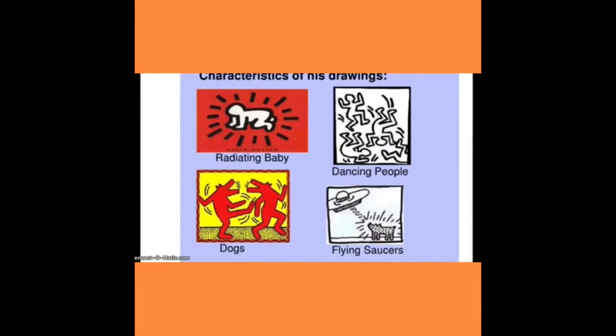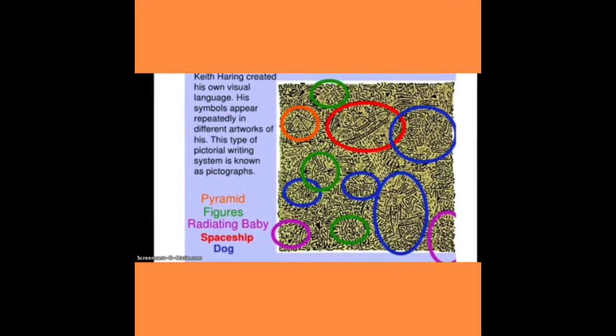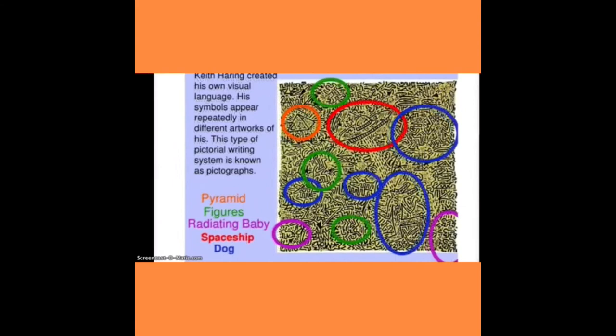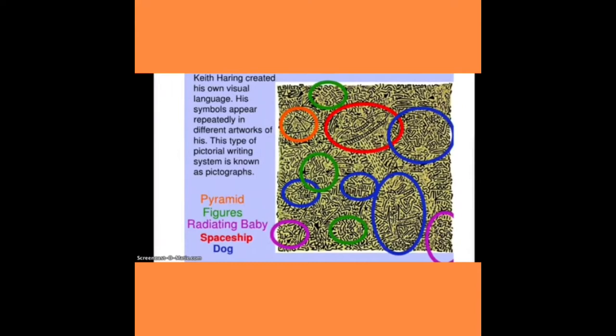Keith Haring created his own visual language. His symbols appear repeatedly in different artworks. This type of pictorial writing system is known as pictographs, and so, as we see here, circled in blue, green, red, orange, and purple.